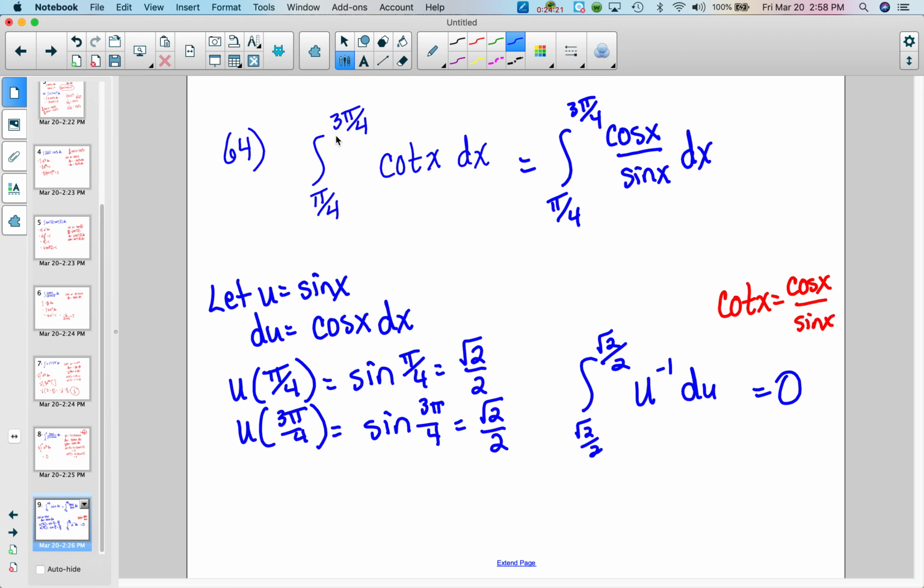So if you're finding an integral involving cotangent, you want to change it to cosine over sine. If you're doing an integral involving tangent, just tangent, you want to change it to sine over cosine. So that was important. So hopefully this helps you to do the problems on your homework.